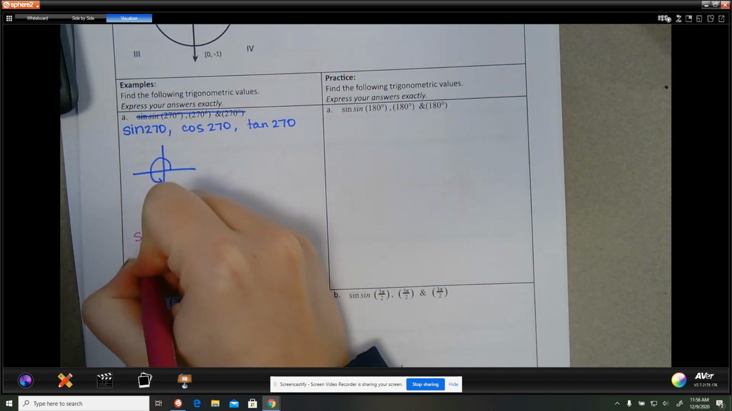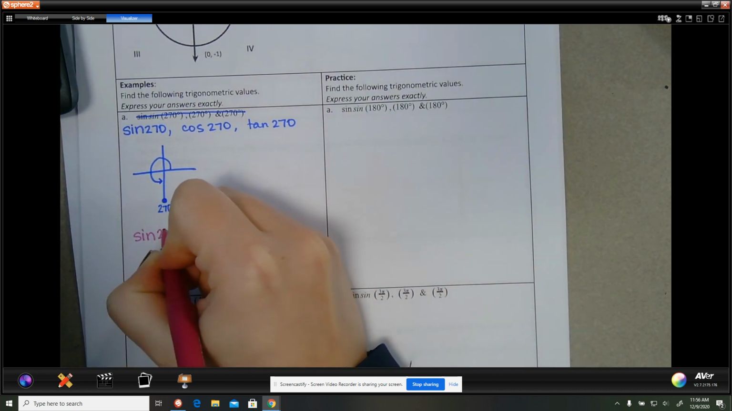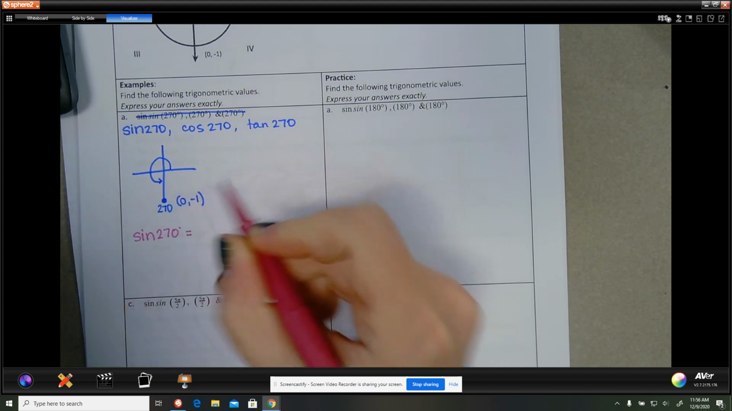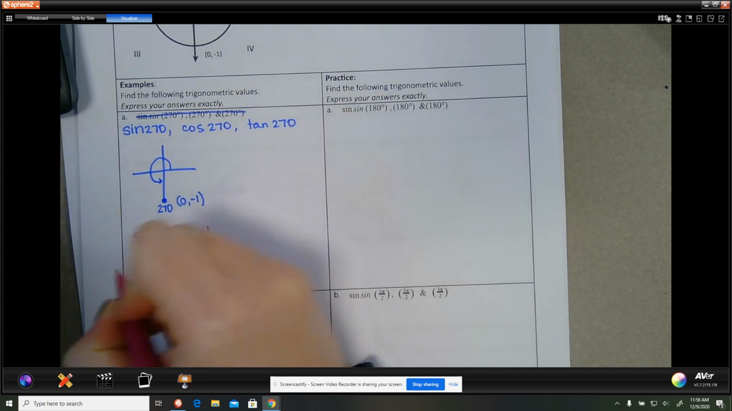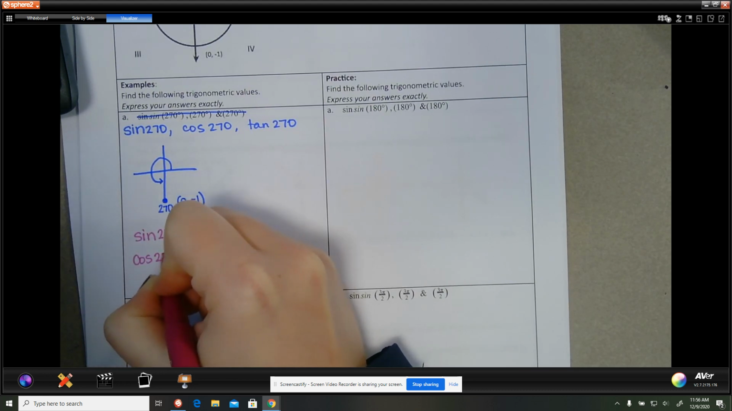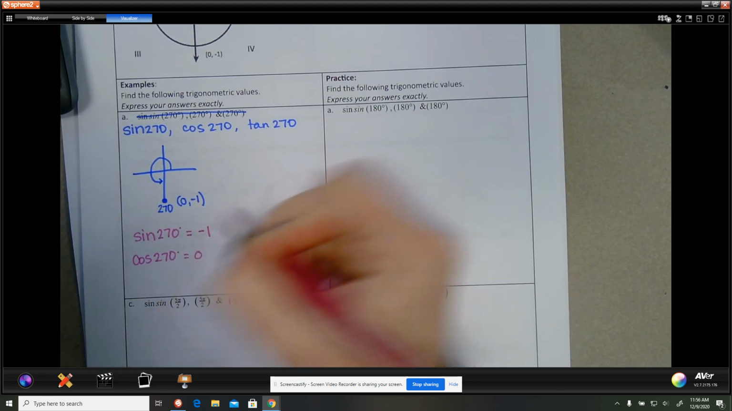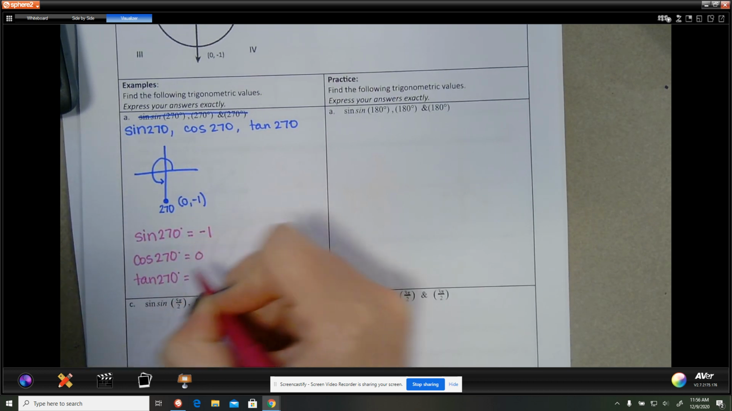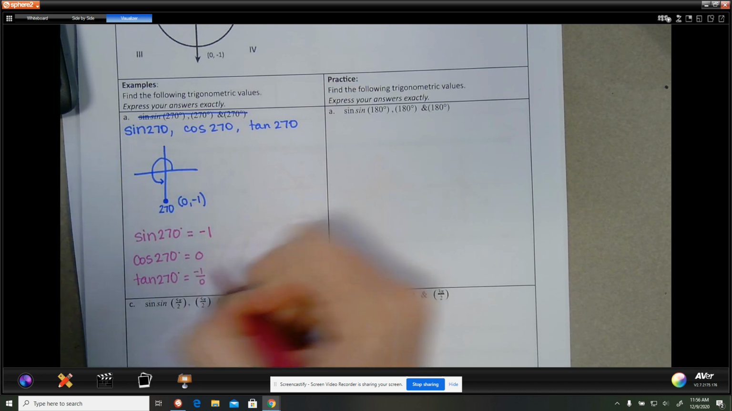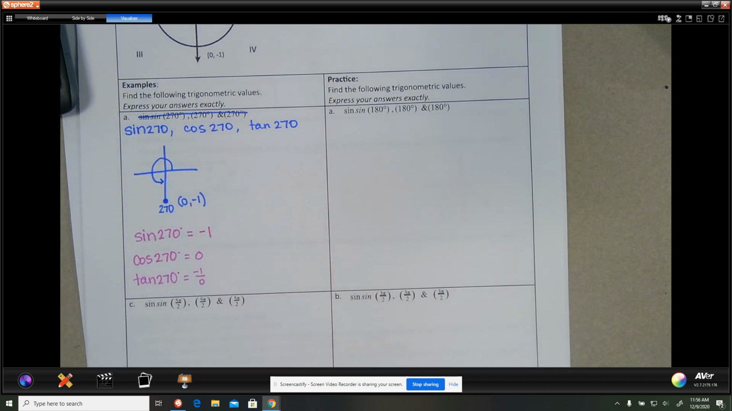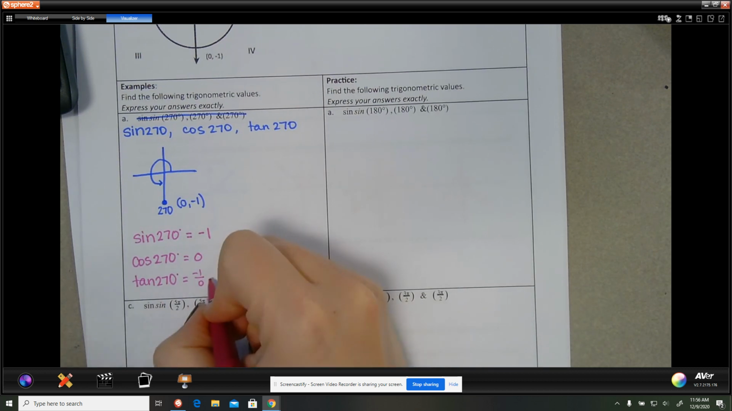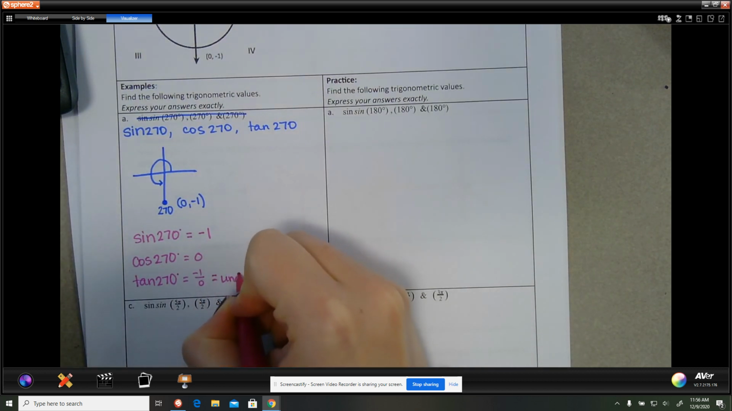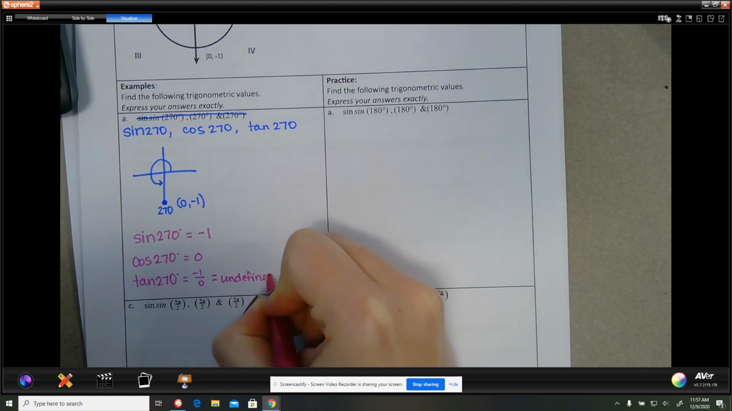So our sine of 270 is equal to my y value, which is -1. Cosine of 270 is equal to 0. And then tangent of 270 is going to be -1 divided by 0. Now, can we have 0 on the bottom? No, we cannot. You can try it out in a calculator just to make sure, but this is actually undefined.